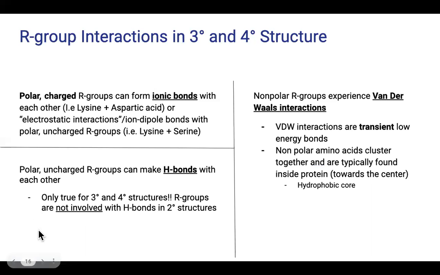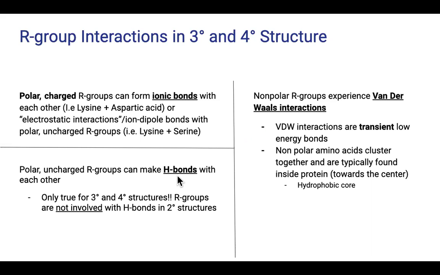Okay, so polar charged R groups. Again, this is a summary for those that might need to see it in different ways. Polar charged R groups can form ionic bonds with each other. An example would be lysine and arginine, or electrostatic interactions or ion dipoles. You can have a permanently charged polar group with a polar uncharged group, for example lysine and serine, and that can be an ion dipole bond. Or you can have just the polar uncharged together, and those make hydrogen bonds again.